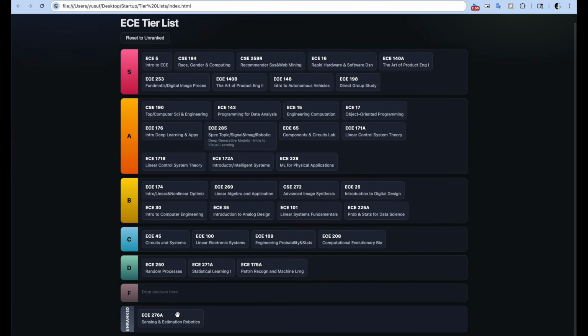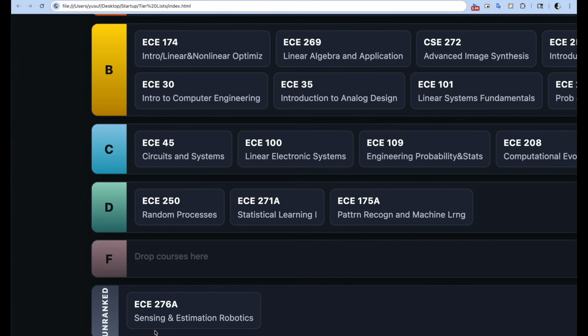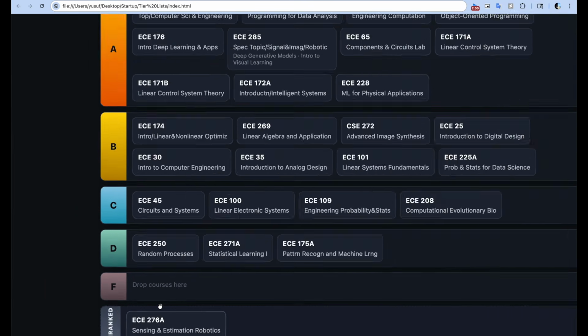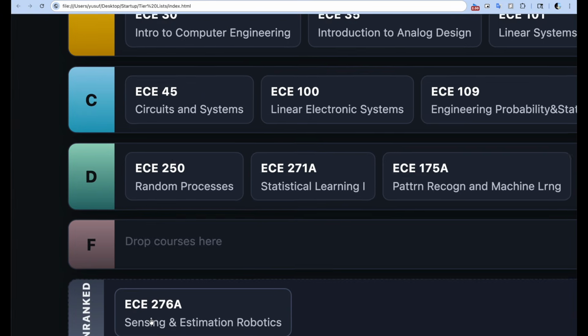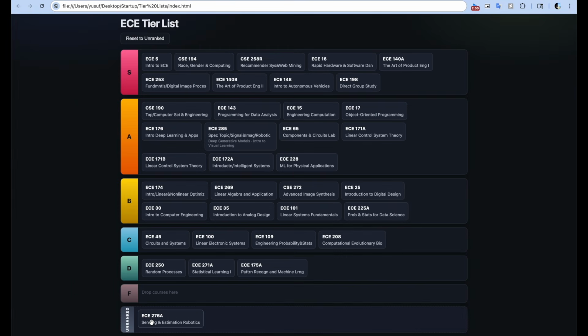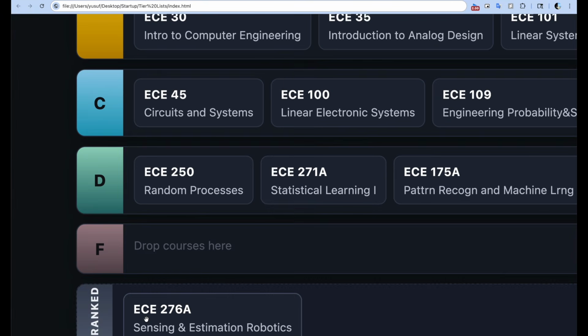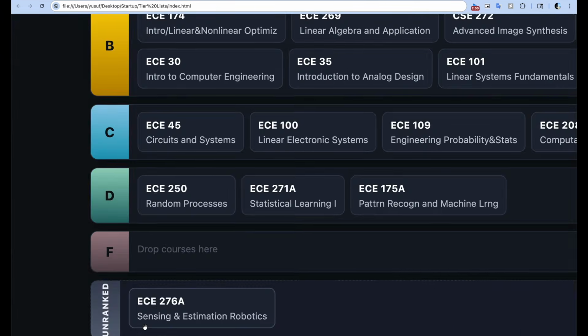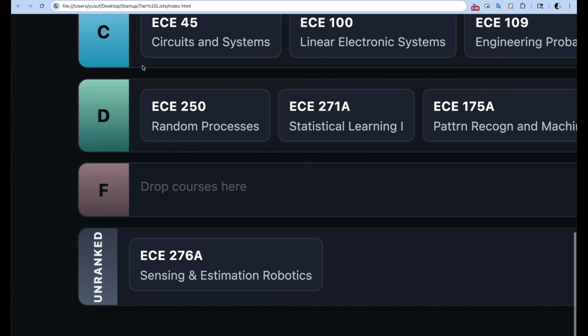Interesting class though, recommend it. And then this class is the last one, 276A. This one is basically sensing and estimation robotics. All I'll say, I took it with Nikolai Atanasov again, and it was a very, very difficult class. The projects, if you think a project class will make a class easy just because it's projects, you're very, very mistaken. Very difficult class, super hard, not easy.